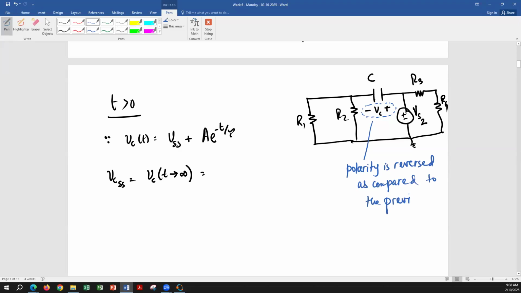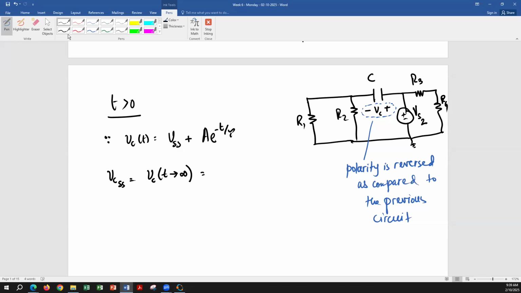Let me just write it down here so you don't get confused when we write down the equation. Okay, steady state value. How are we going to find that steady state value? Who is going to tell me? Again, assume that capacitor is fully charged. Steady state means when the circuit is running for a long time, capacitor is fully charged. What you're expecting across the capacitor in that case?